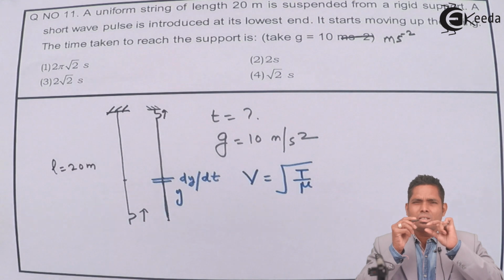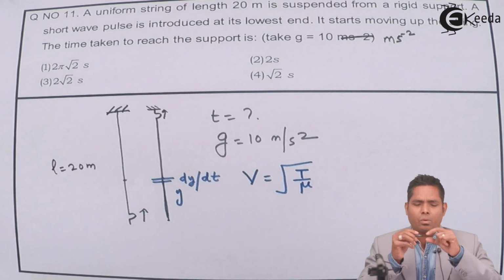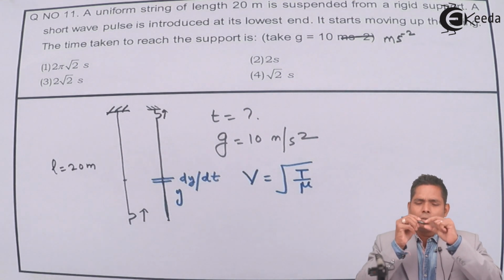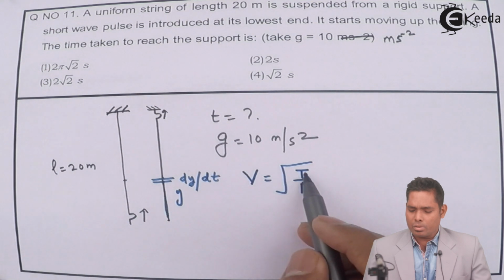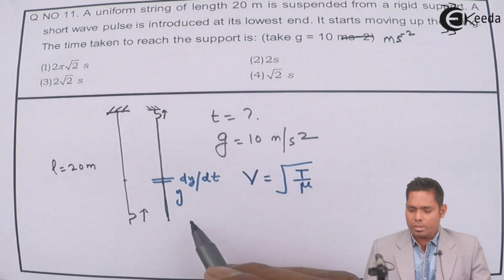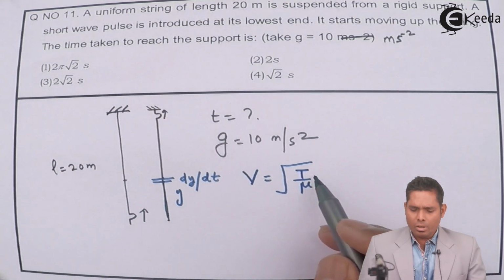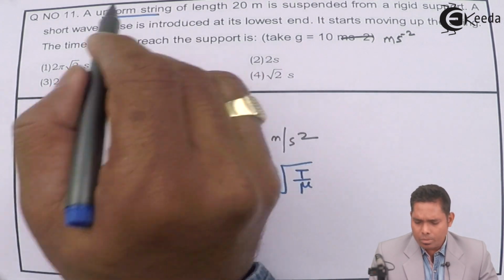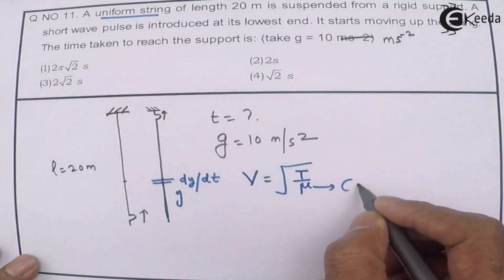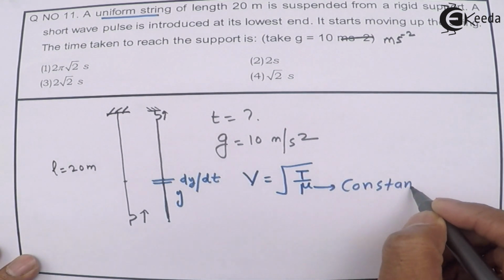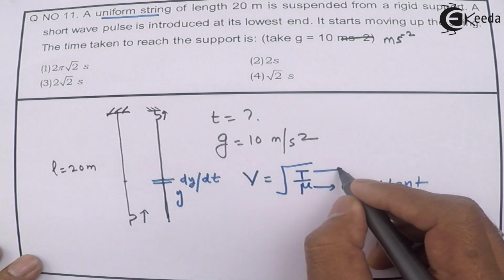This distance is infinitesimally small, so I can assume that the speed there remains the same. Otherwise the speed will not remain the same, because it depends upon the tension. The string is uniform, which means that the mu value is constant, but this T is not constant.